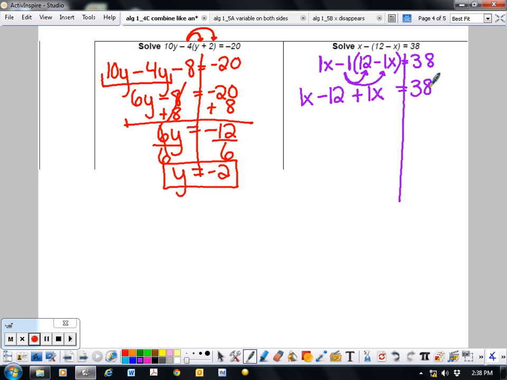And now I've got these x's on the same side, so I have to combine them. I'm looking at a 1x plus 1x, and 1x plus 1x gives me 2x. I still have that negative 12 hanging out, just waiting. And then a 38 on the other side. He's the really lonely one. So we're going to move things towards him. We're going to go ahead and move that minus 12, so I add 12 to both sides.